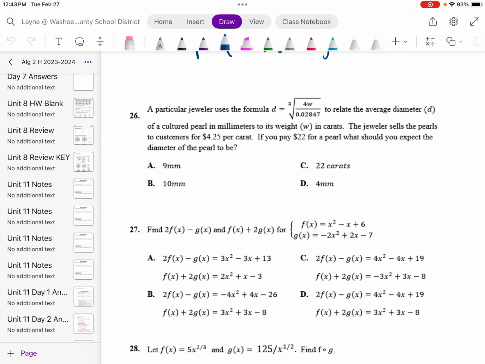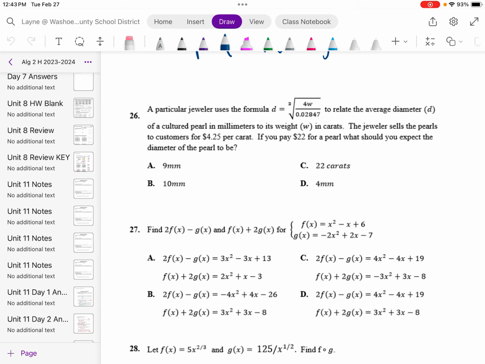I'm going over the final review, starting with number 26. A particular jeweler uses that formula to relate the average diameter of a cultured pearl in millimeters to its weight in carats. The jeweler sells the pearls to a customer for $4.25 per carat. If you pay $25 for a pearl, what should you expect the diameter of the pearl to be?